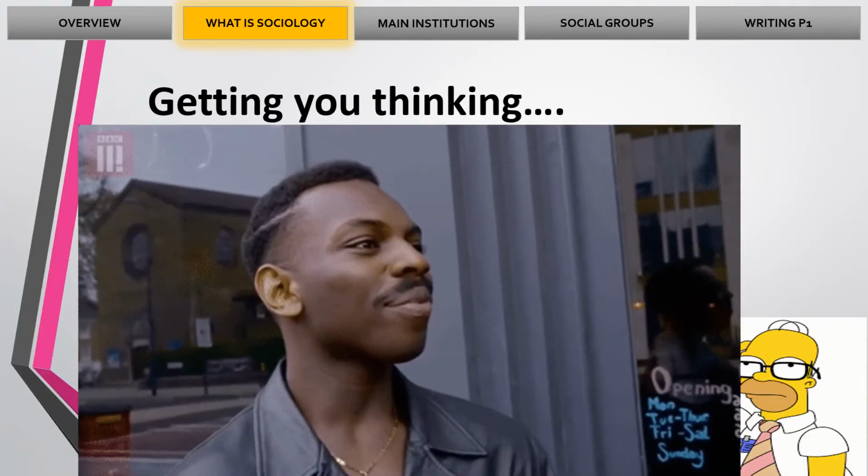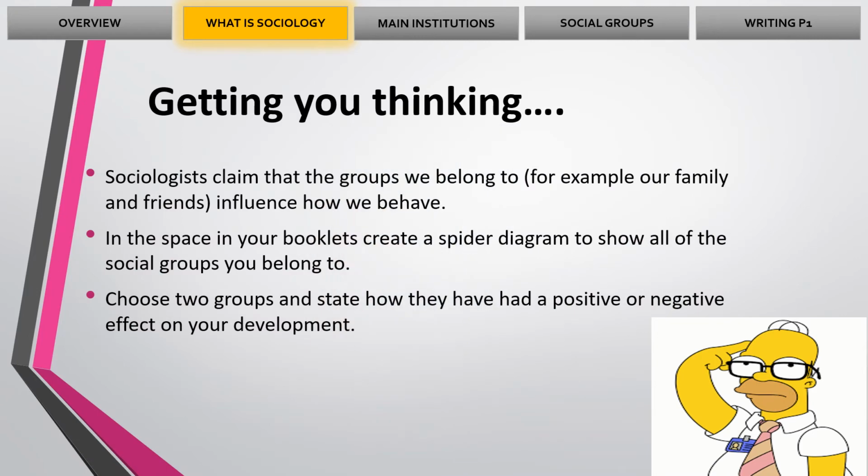So to get you thinking, first of all, sociologists claim that the groups we belong to, for example, our family, our friends, influence how we behave. In the space in your booklets, there is a spider diagram. I think it's towards the bottom of page 1, or on the front page, to think about all the groups you belong to. And what I'd like you to do is think about all the groups you belong to and then choose 2 of those groups and think about how they have affected your development.